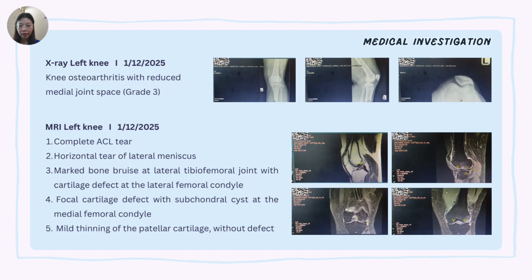On the 1st December 2025, she did an X-ray over her left knee. The result is a grade 3 knee osteoarthritis with reduced medial joint space. She also did an MRI for her left knee. The result is complete ACL tear, horizontal tear of lateral meniscus, marked bone bruise at lateral tibial femoral joint with cartilage defect at the lateral femoral condyle, focal cartilage defect with subchondral cyst at the medial femoral condyle, and mild thinning of the patellar cartilage without defect.